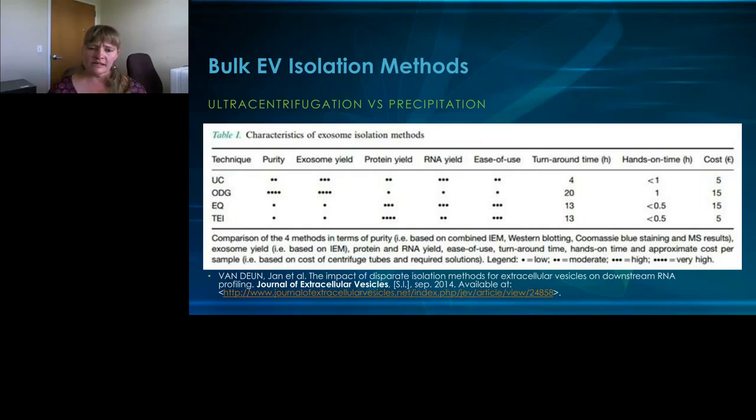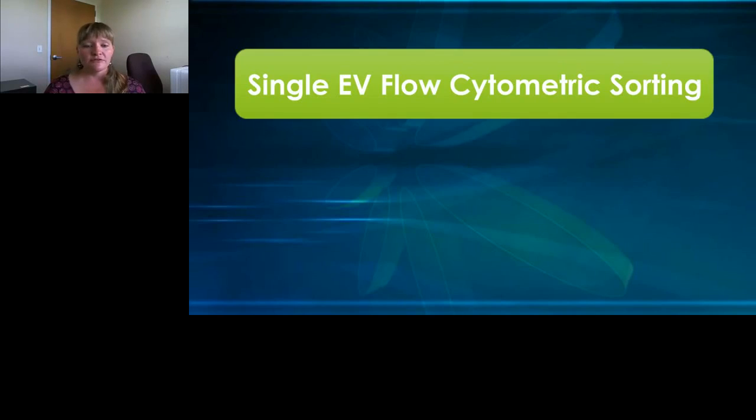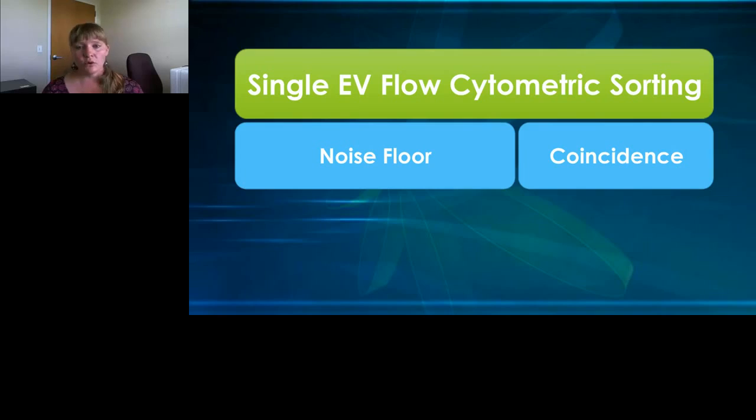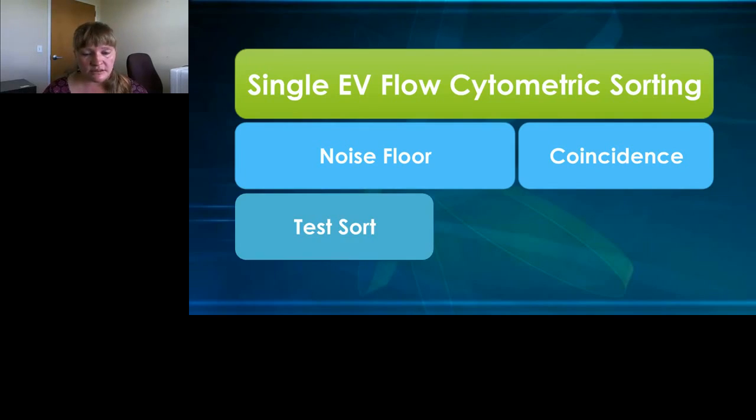After describing the isolation of EVs from UC or precipitation, how does the flow cytometer compare? In the following section, I'm going to describe how the flow cytometer can isolate single EVs, with additional considerations to keep in mind. Users should understand the noise floor on their system for scatter and fluorescence parameters, the effects of coincidence, or when 2 EVs are seen in the laser simultaneously, and make sure to run a test polystyrene sort, and keep in mind additional controls that might be required.